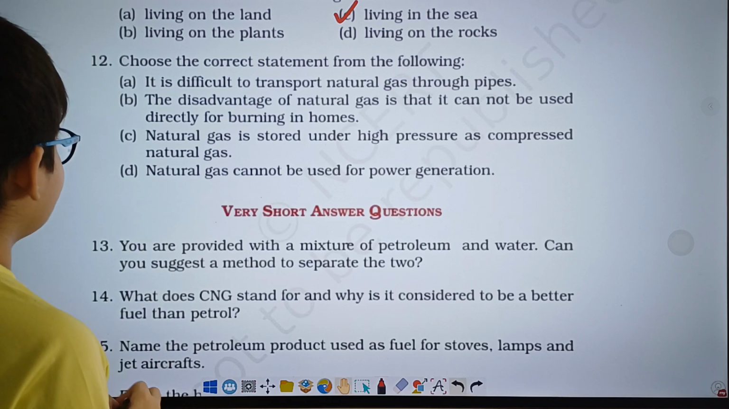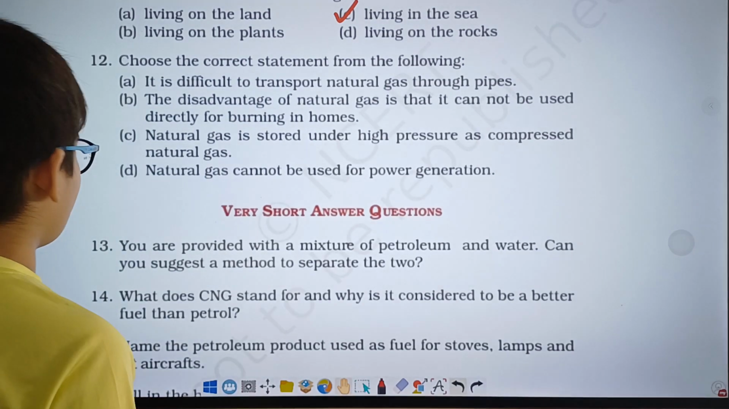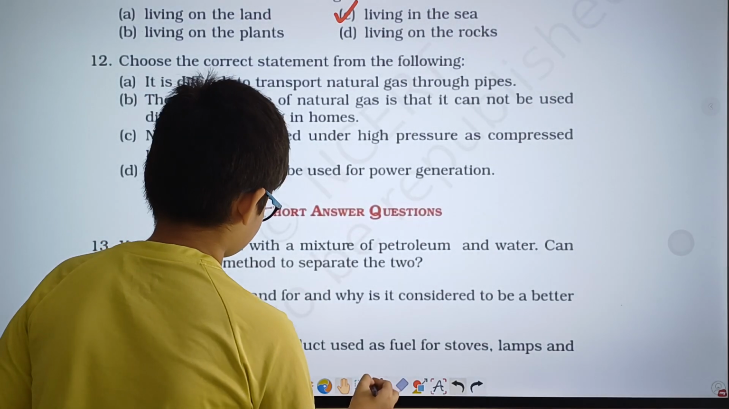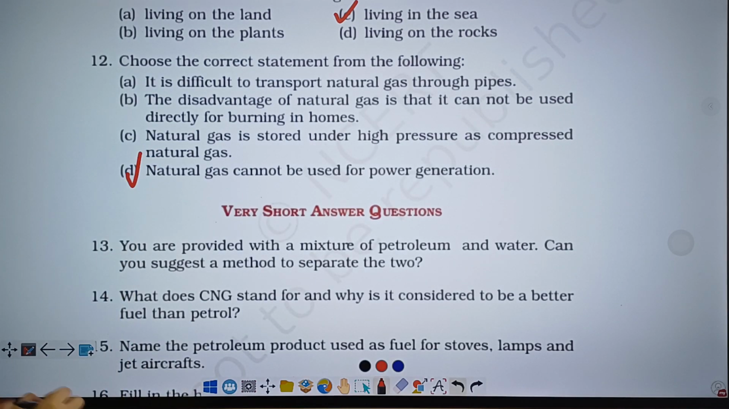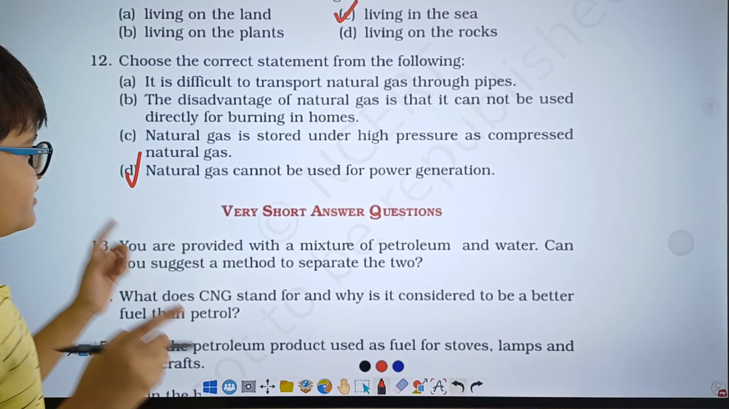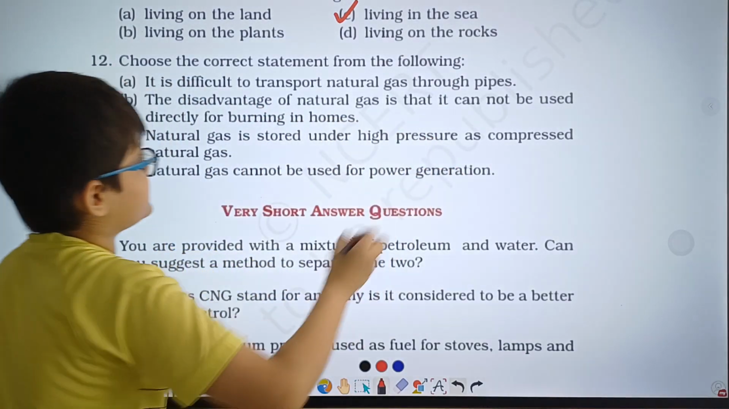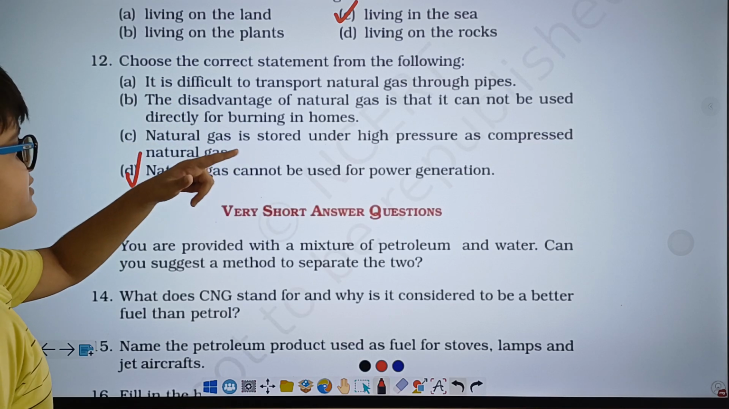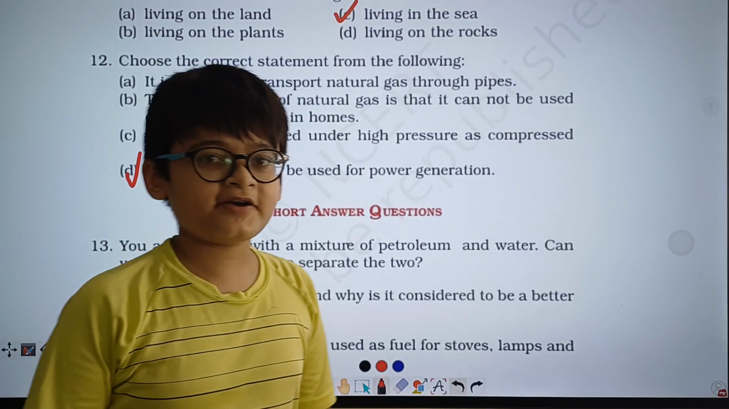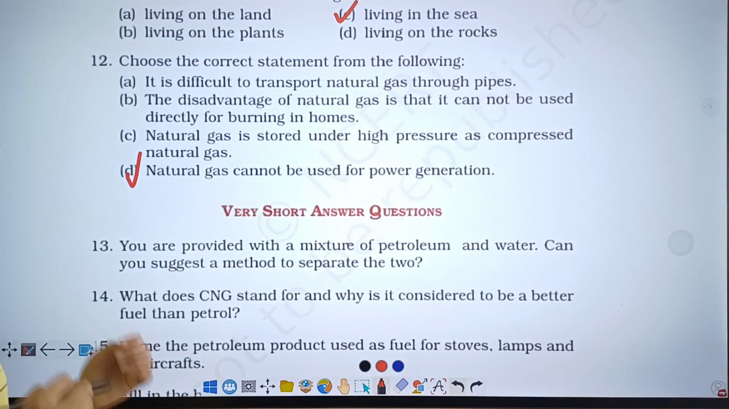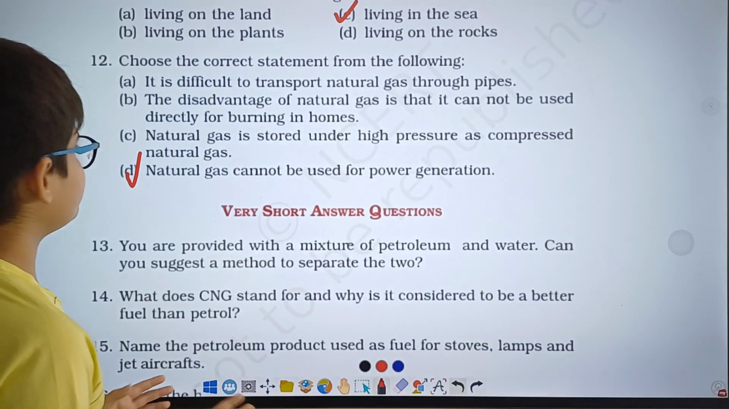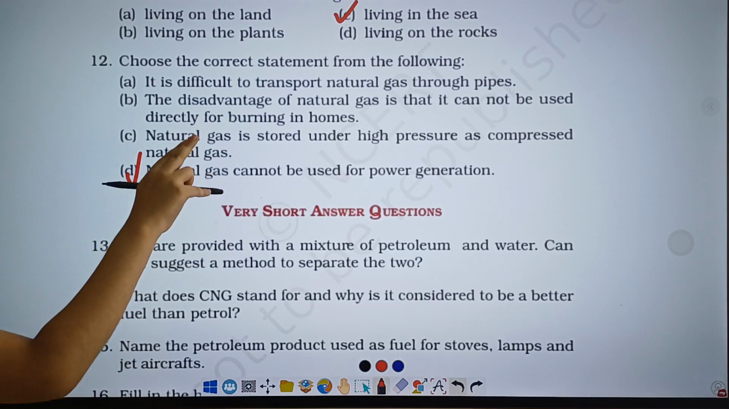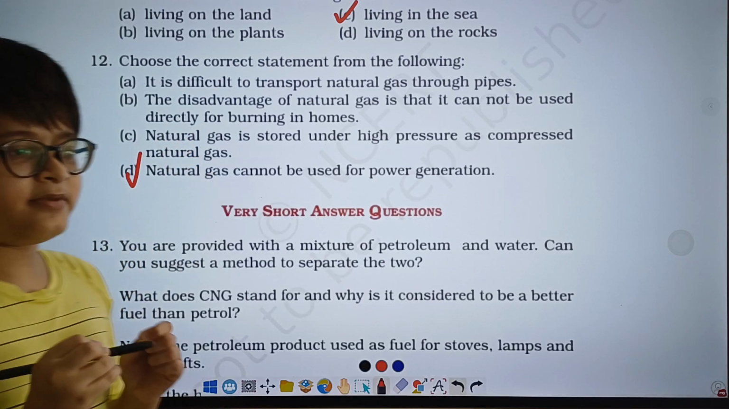Alright, question 12. Choose the correct statement from the following, and here are your options. The correct answer will be natural gas cannot be used for power generation. The reason why it is the correct answer is because of this. It is difficult to transport natural gas through pipe. This is not a true statement, because natural gas is normally transported through pipes. And then option D is not correct because the disadvantage of natural gas is that it cannot be used directly for burning in homes. And it is not the case. The specialty of natural gas is that it can be burned directly.